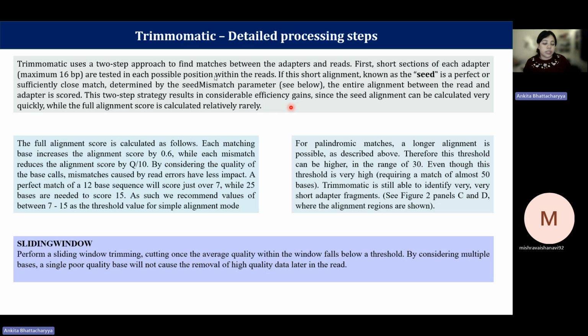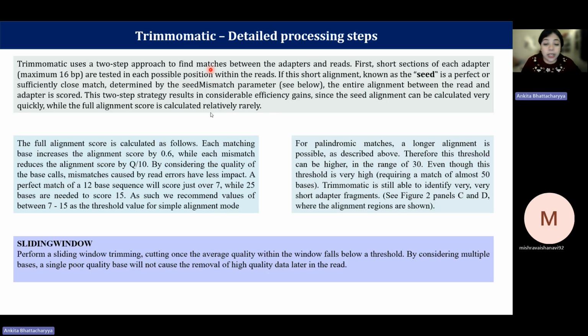Ideally, what is performed is alignment of that small seed instead of the entire sequence. If the entire sequence is aligned, then the score is calculated where every matching base increases the score by 0.6 and every mismatch deducts one tenth of the quality score. And overall, that's what it does. It calculates how efficiently alignment can be performed.